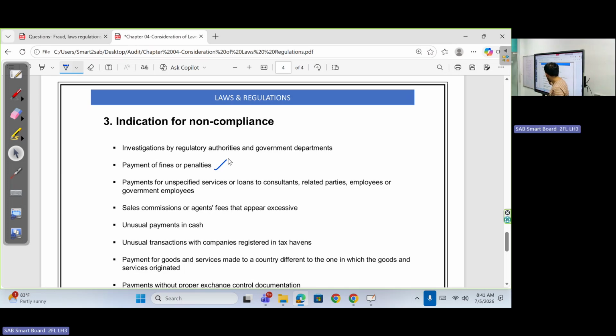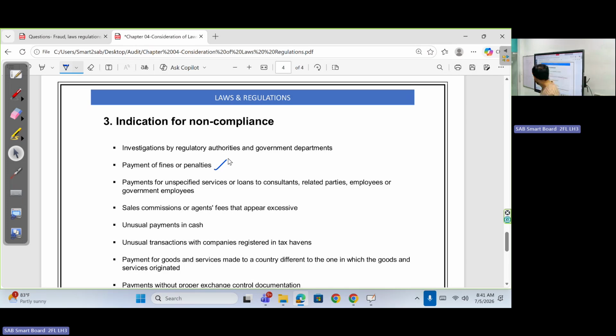Payment for unspecified sales or loans to consultants, related parties, employees, government employees. What is this? Let's take another example, the tax assessment here. Whatever notes are here, I have just tried to lead to a practice example. You can understand. Penalties and fines. Second one, investigations made about the people, then you should know something happened somewhere.